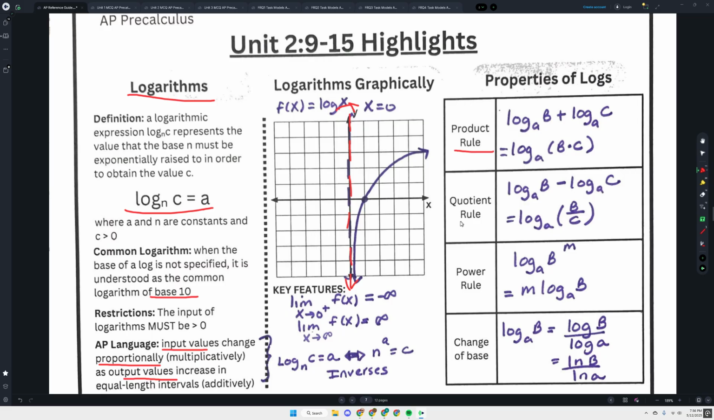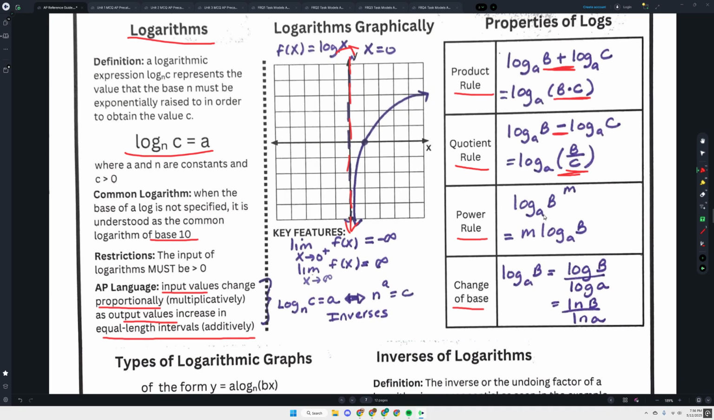From there, there's a few properties we need to know: product, quotient, power, and change of base. Product is when you have to add two logs with the same base, you can multiply them inside one log. Subtraction is division. And if you have a power inside the log, you can bring this power to the outside. Next, log A of B, which is just log B divided by log A.